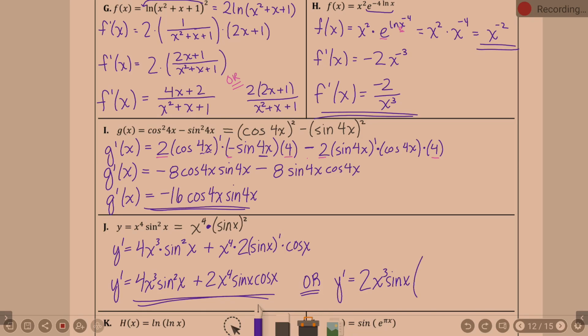Both? Okay, so we're looking at two terms, 4 and 2. The GCF between 4 and 2 is 2. X to the third, x to the fourth. They both have at least an x to the third in common. Sine squared x, sine x cosine x, they both have at least a sine x.